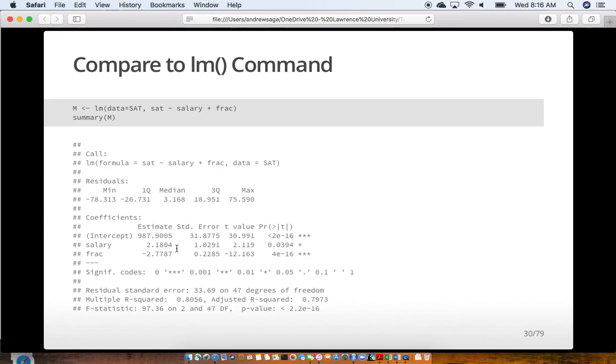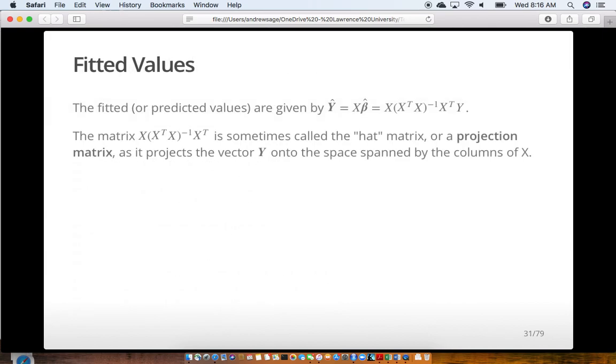Moving forward, you should be able to now compute this first column of the table of coefficients using matrices without having to resort to the lm command in R. If we want to predict average SAT score in a state using information about its teacher salary and percentage of students taking the test, we can do it using our model just as we've done before.